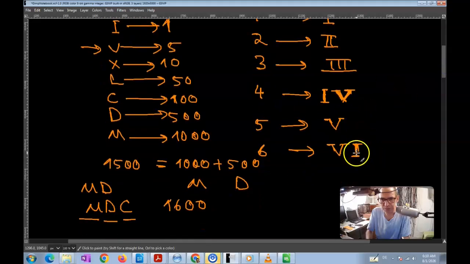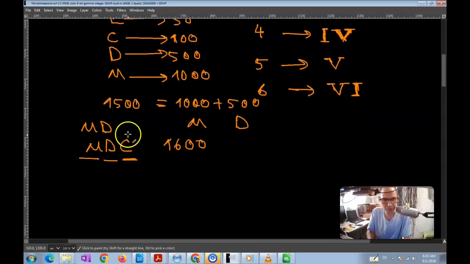But the problem here is that when you write down your number, this character comes to the right hand side of the number only because it has the least value among all of these characters here. And then you write your D over here only because it has a little bit more value than C. And then you write your M to the left of all of these two only because it has more value than these two.